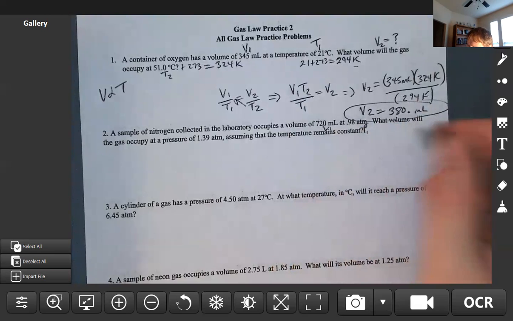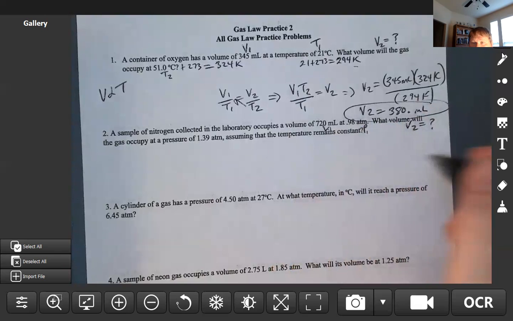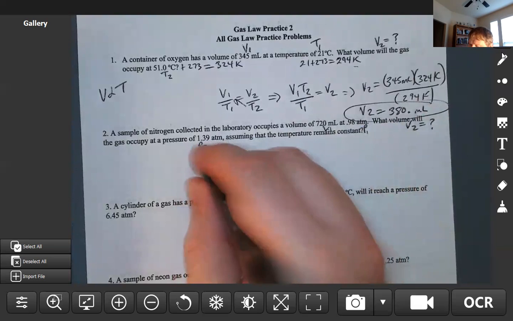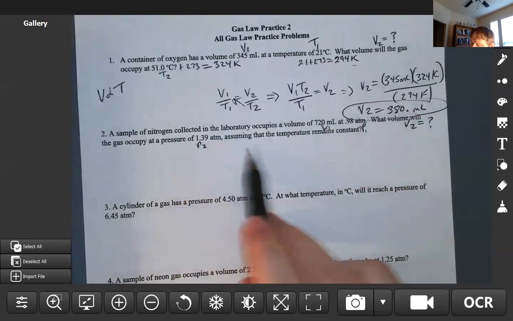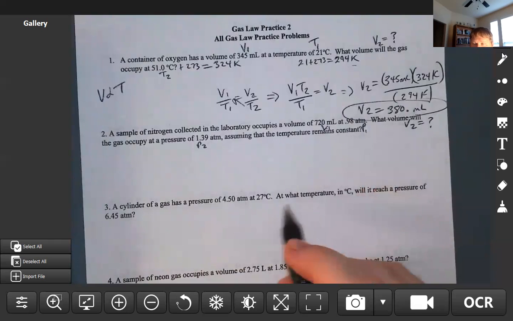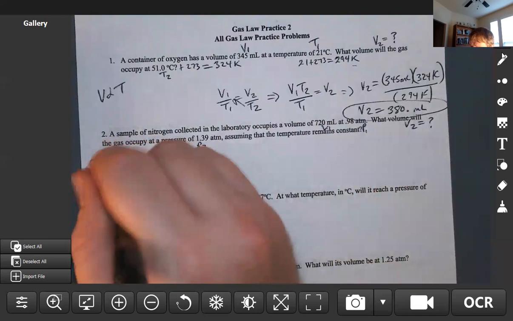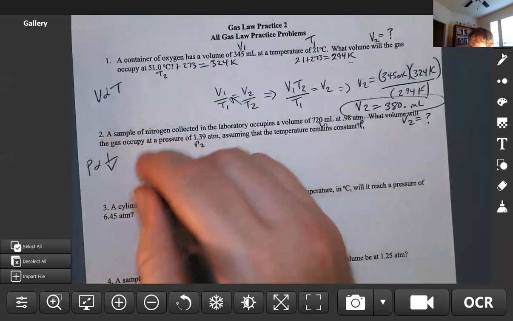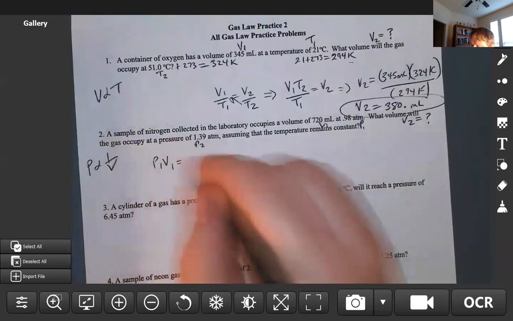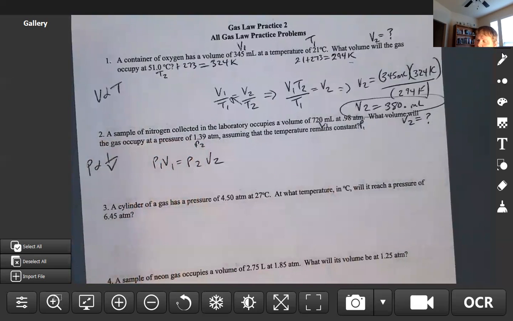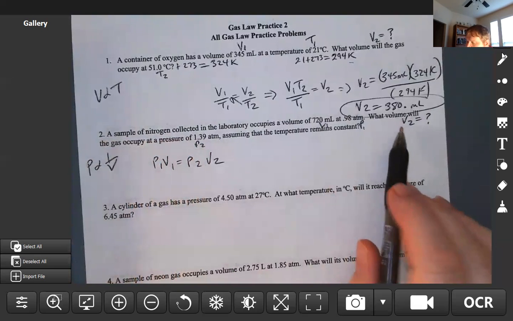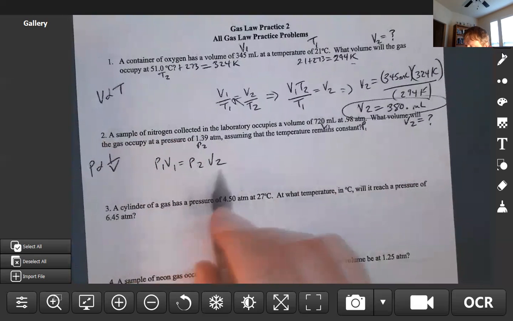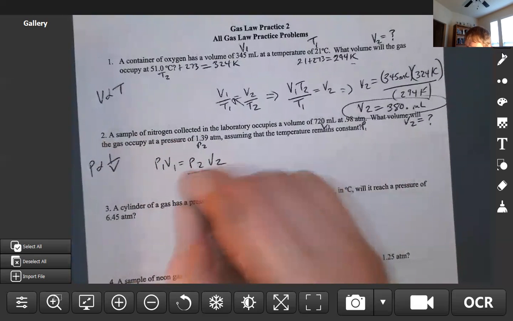What volume will the gas occupy? So there's my question. Again, it's going to be a V2 at a pressure of 1.39. And of course, assume the temperature is constant. We have to assume that to make this work. So we learned last week that P is inversely proportional to V. And that is Boyle's law. P1 V1 equals P2 V2. We're solving for V2. Before we sub in, let's just do some algebra here to get V2 by itself.